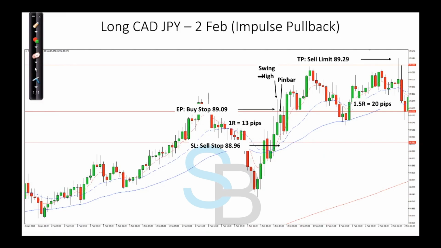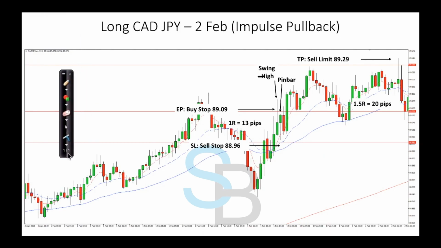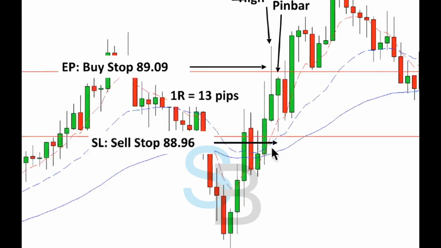Okay, so let's take a look at all the high probability impulse pullback setups that happened in February, which was the month that just passed. So the first one appeared on the 2nd of February. That's the long trade on Canadian yen. So let's take a look at the setup, right? So over here, you've got the 6 EMA crossing above the 18 EMA. Again, the red dotted line is the 6 EMA. The blue dotted line is the 18 EMA, right?